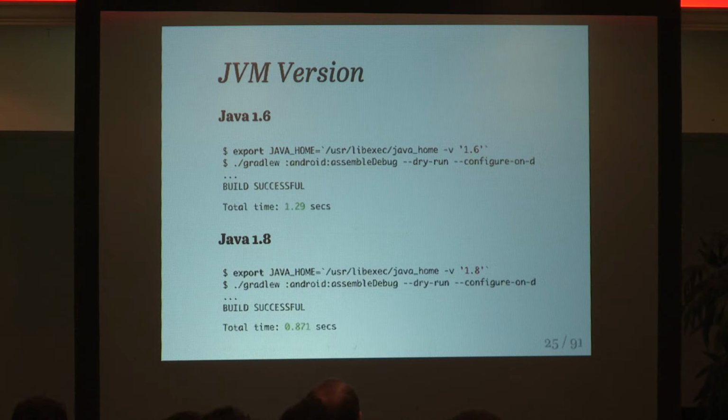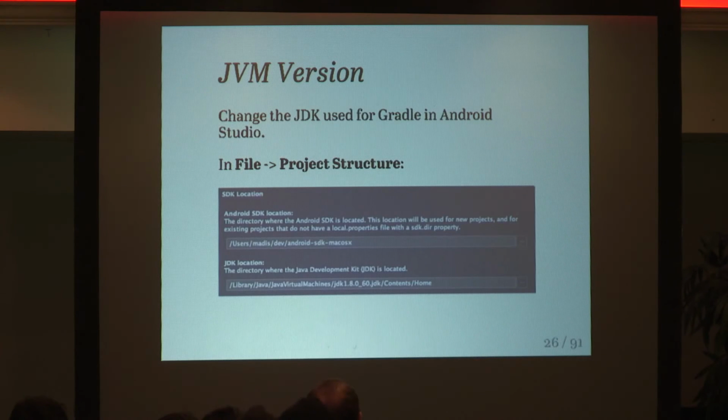On the command line, you can do this by just specifying the JAVA_HOME environment variable. And in Studio, if you go into File, Project Structure, SDKs, there will be a setting called JDK Location. And you can just specify which JDK to use there. So check that you're actually using 1.8. Even if you just install it while having, say, 1.6 installed at the same time, you still might be using the old 1.6 version, not the newer 1.8 one.